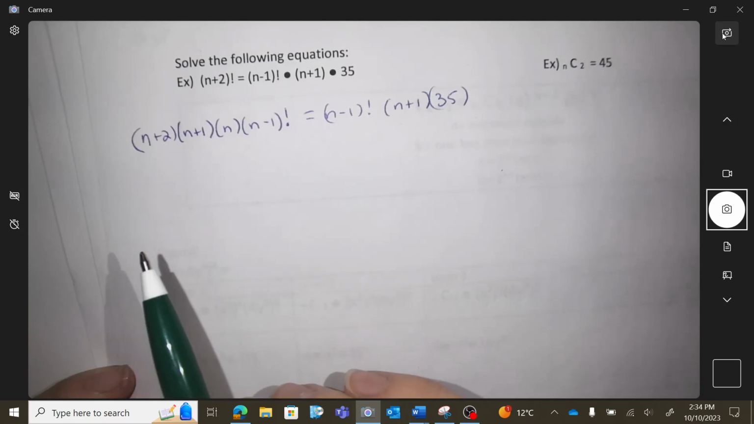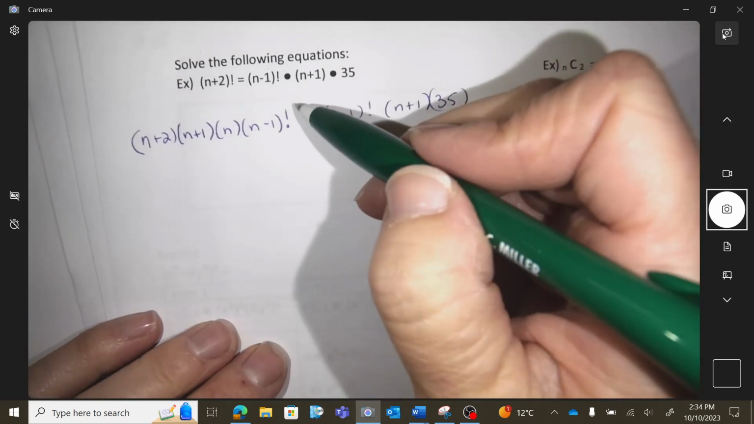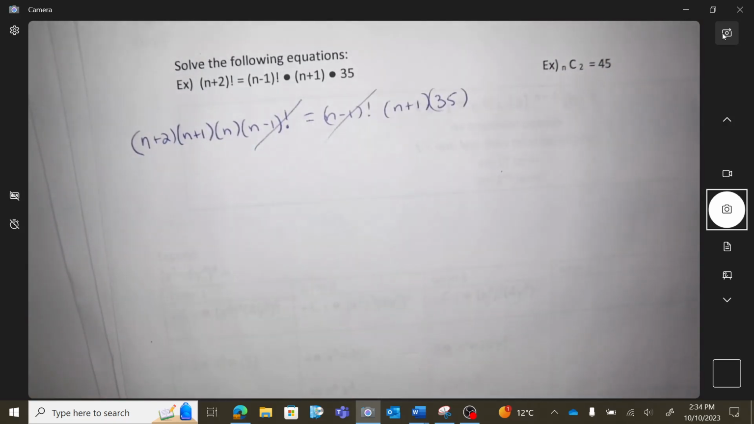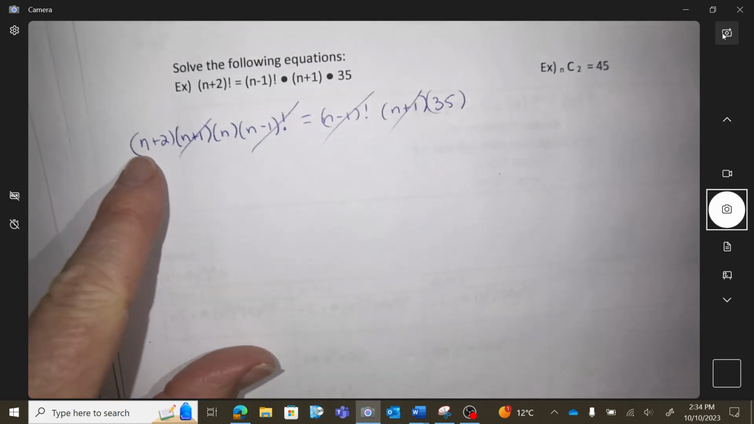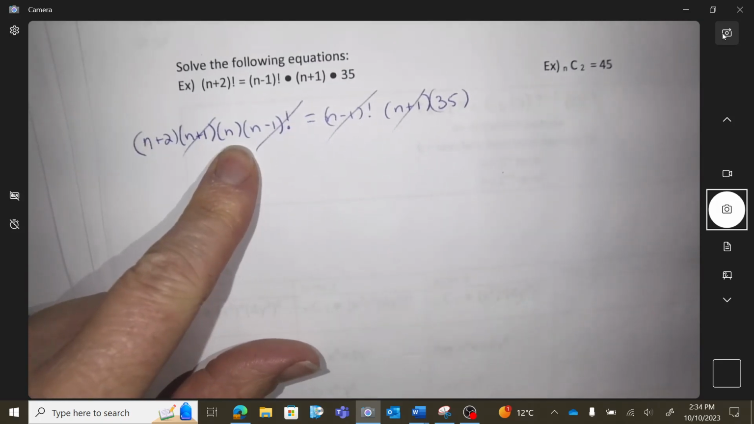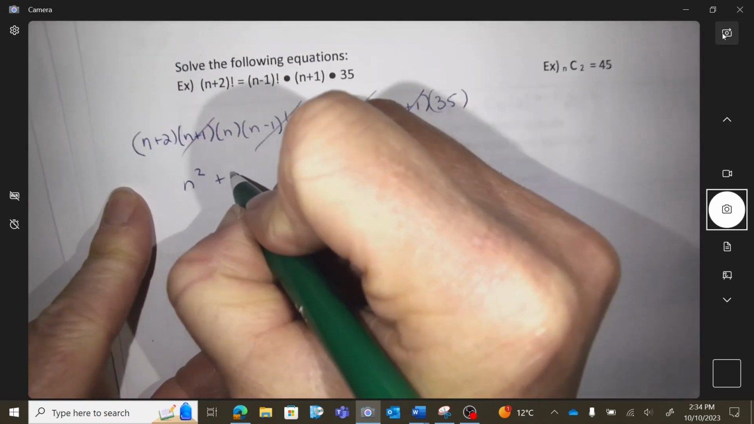Okay, now I'm going to cancel on both sides, so n minus 1 factorial could cancel away. N plus 1 can cancel away. And I'm left with these two items, so I'm going to times them. I'm going to distribute them out.